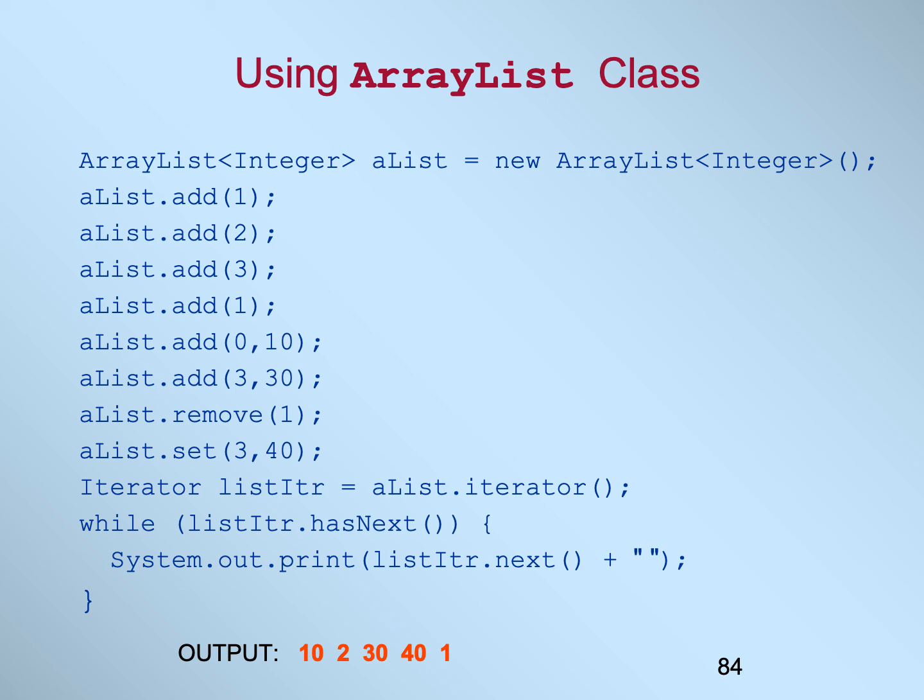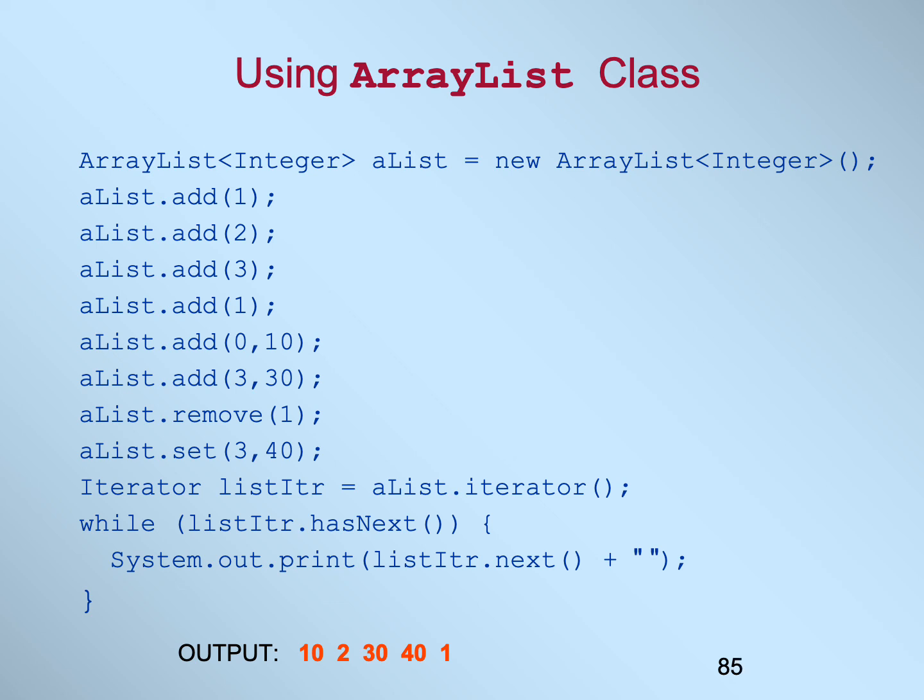The next line is alist.set(3, 40). So we are setting the value 40 at index number 3. When we are using the set method, it will remove whatever value is at that index number. It does not shift it, but replaces it.